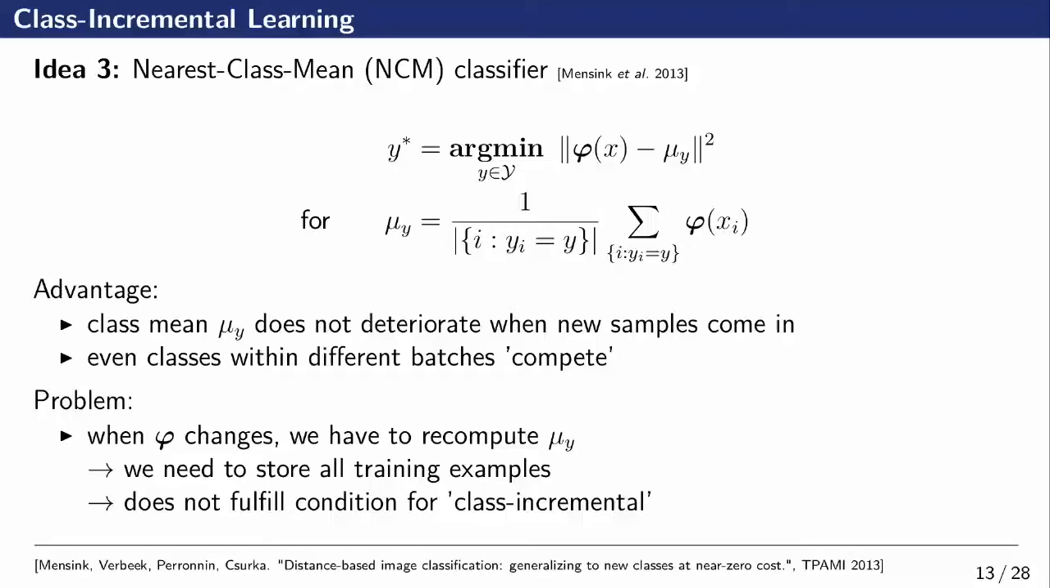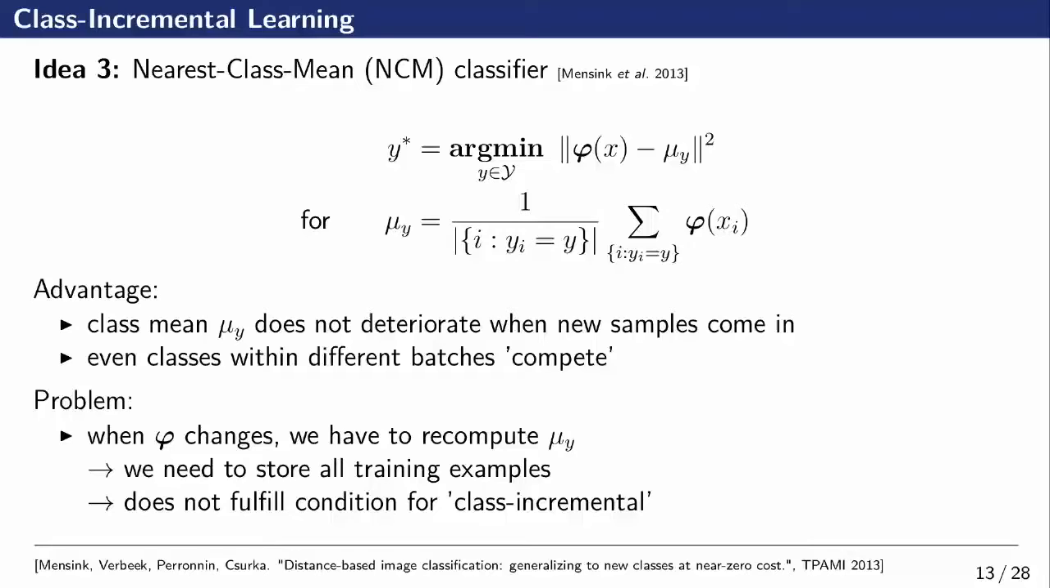And then if you want to classify, you don't compute some inner product, but you compute the distance of the feature vector of your new example. So that's phi of x, the example you want to classify. You compare it to each of the prototypes of the different classes you've seen so far, and whatever is closest will be the prediction. So this has the nice advantage that the class mean will not deteriorate when new samples come in, because it's not affected by new samples, only computed from the samples of the class.